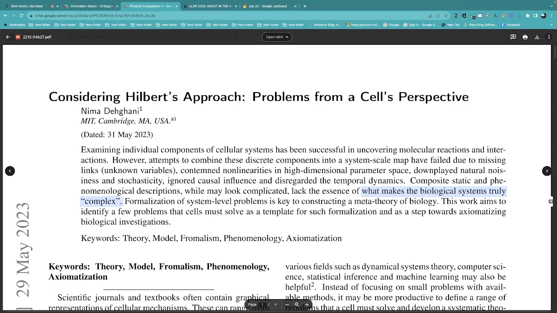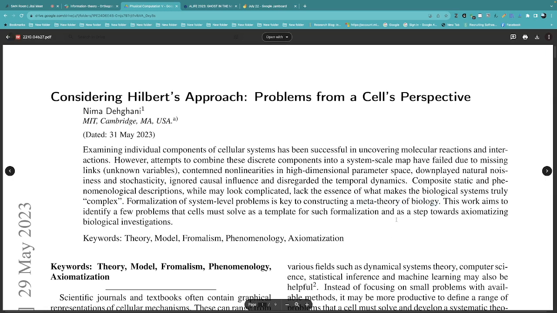Formalization of systems level problems is the key to constructing a meta theory of biology. So this is actually where we think about a meta theory of biology. This work aims to identify a few problems that cells must solve as a template for such formalization, as a step towards axiomatizing biological investigations. So this is growing from this category theory approach, which focuses on axiomatic biology, which is key to this category theoretic approach.